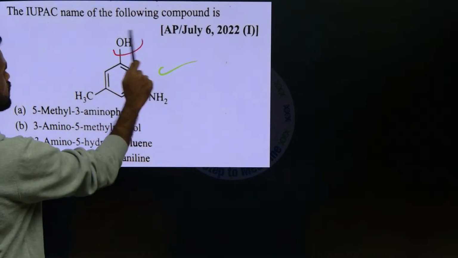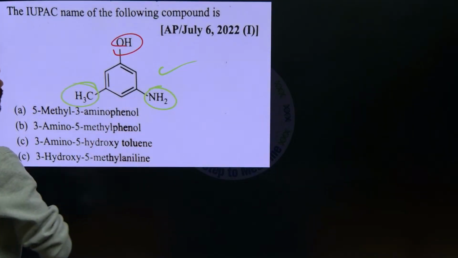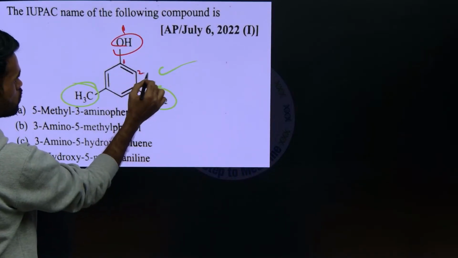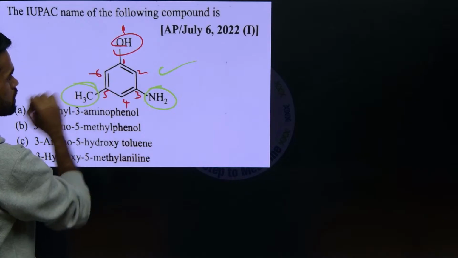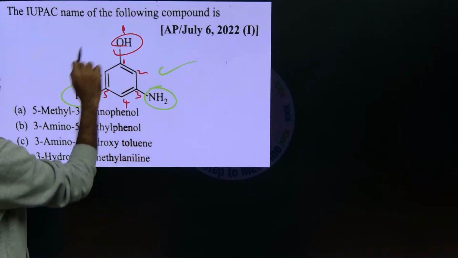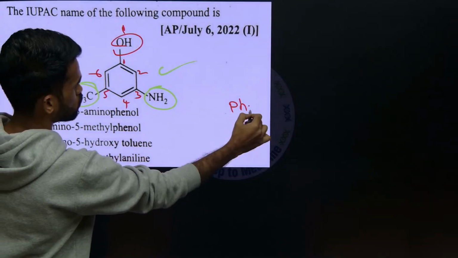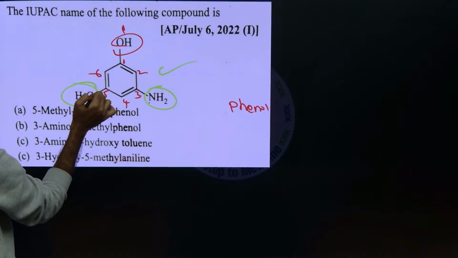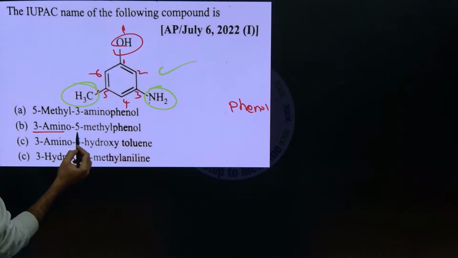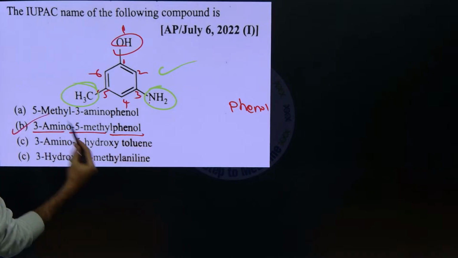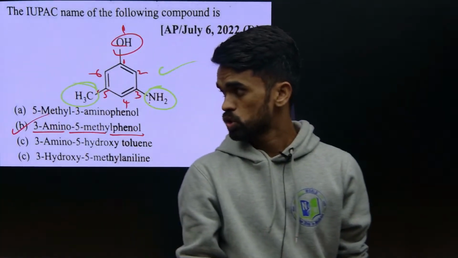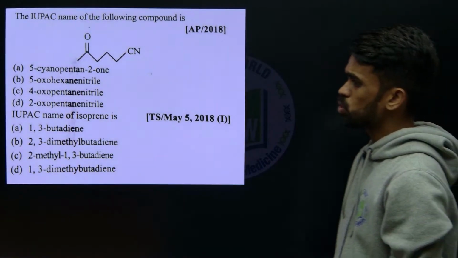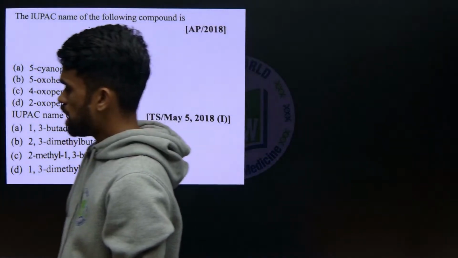See, here we have OH group, NH2, CH3. We know OH is principal functional group, so number it as 1 here on this carbon. 1, 2, 3, 4, 5, 6. So after numbering, the name of the compound should end with phenol because OH group is principal here. Then next we have 3-amino 5-methyl. So you can simply say 3-amino 5-methyl phenol. So B is your answer for the question. Okay, right. Next, can you answer me these two questions?